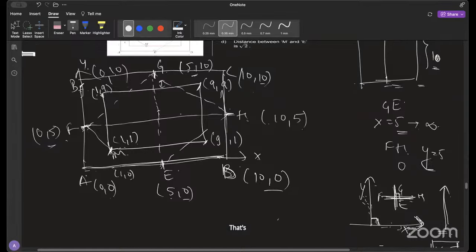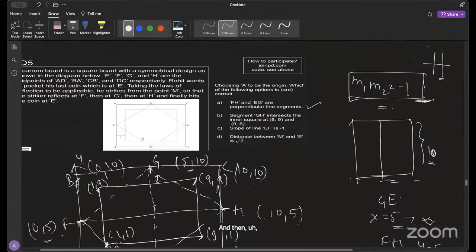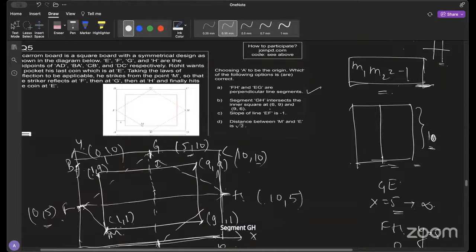That's all. And then the second option says segment GH intersects the inner square. So this line is GH and it intersects the inner square. The inner square is this one. So it intersects the inner square at 2 points, first at this one and then at this one. So you just have to find these 2 points. How do we find these 2 points? If someone other than the one who's been constantly talking can tell, would someone else want to try? The question is, how do you find these 2 points?